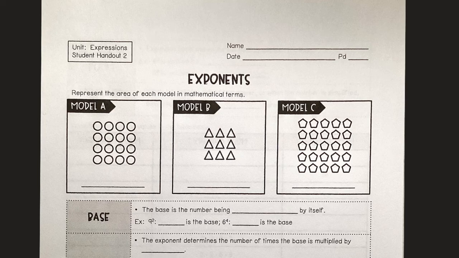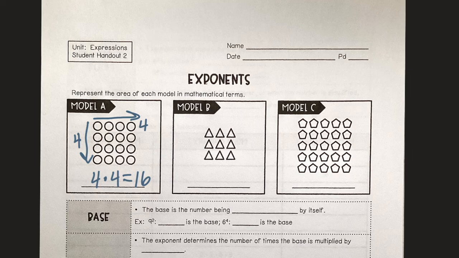Our directions say represent the area of each model in mathematical terms. So, in order to represent Model A, we need to figure out exactly how many dots are being represented, right? Going across here, we have 4 dots. And going down, we also have 4 dots. So that means that we have 4 rows of 4. That would be 4 times 4, which gives us a total of 16 dots in this model.